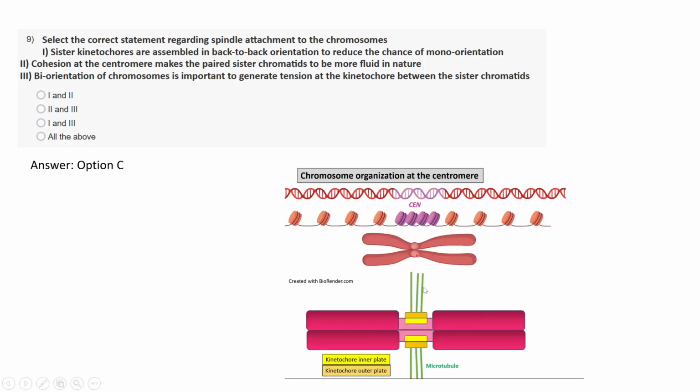So here you can see an example of kinetochore plates which are attached to the microtubules, and the bi-orientation actually helps in the proper segregation of the chromosomes.